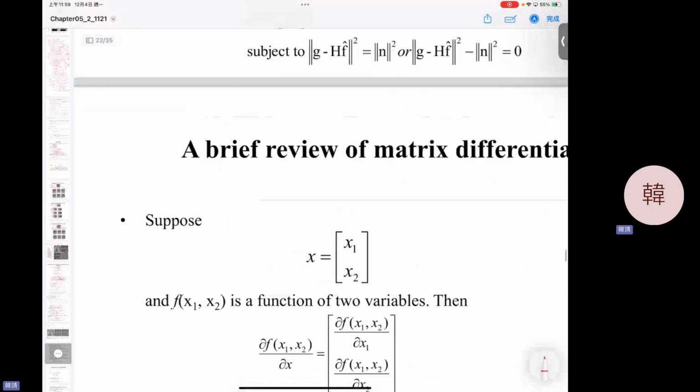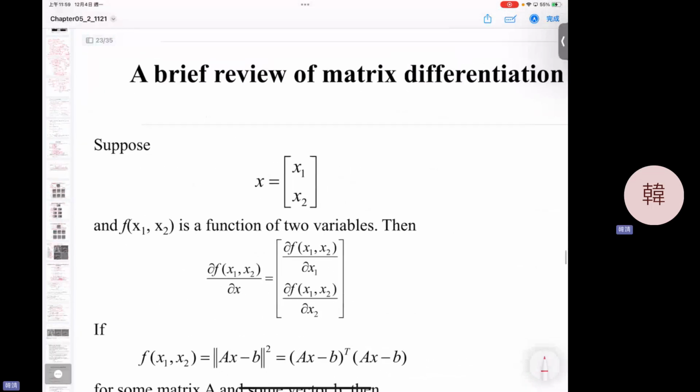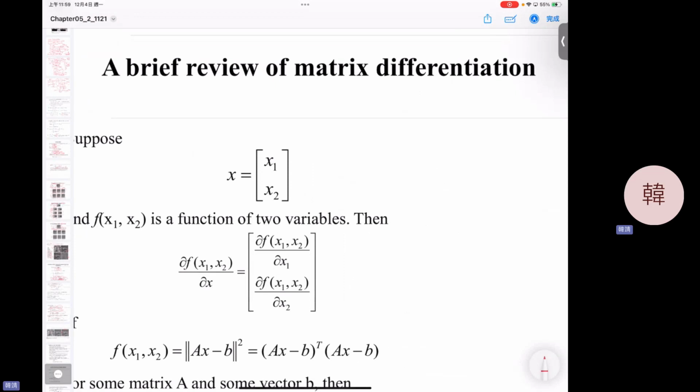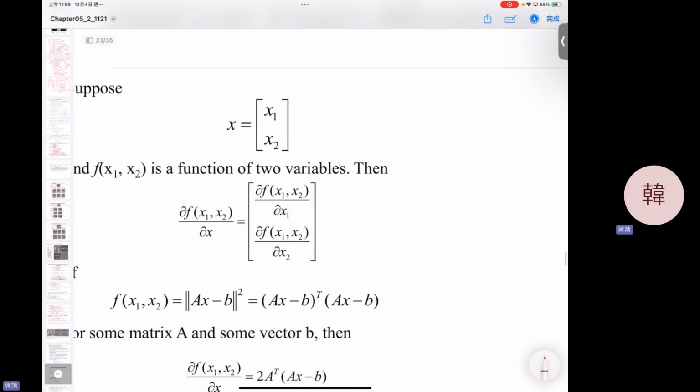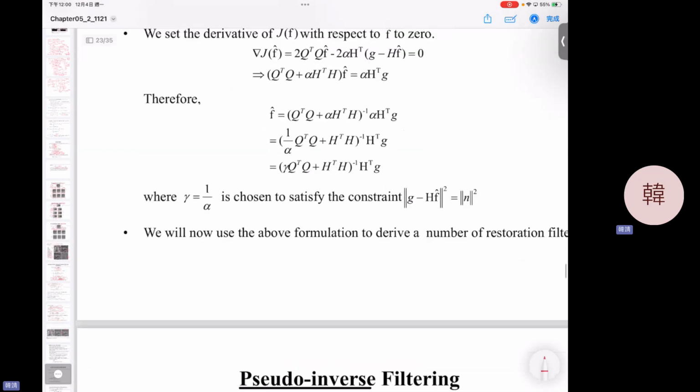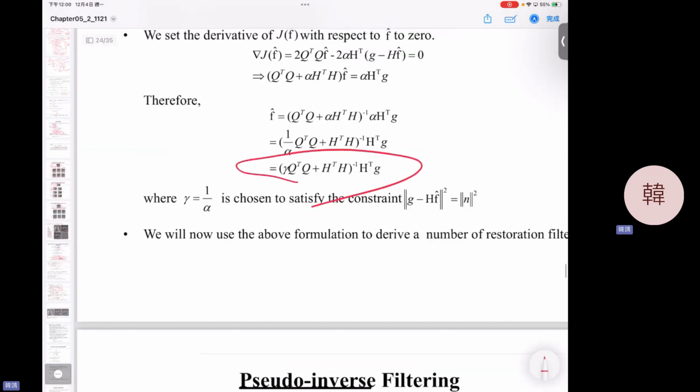But before we go there, you need to know some matrix differentiation, mathematically. It's different from our scalar calculus. It's a vector. So if you have time, go back and take a look first, and then next hour we are going to demonstrate how to get this Wiener filter with the parametric parameter there, and then you can get a better result compared to the inverse filter. So that's today's talk. Stop here.